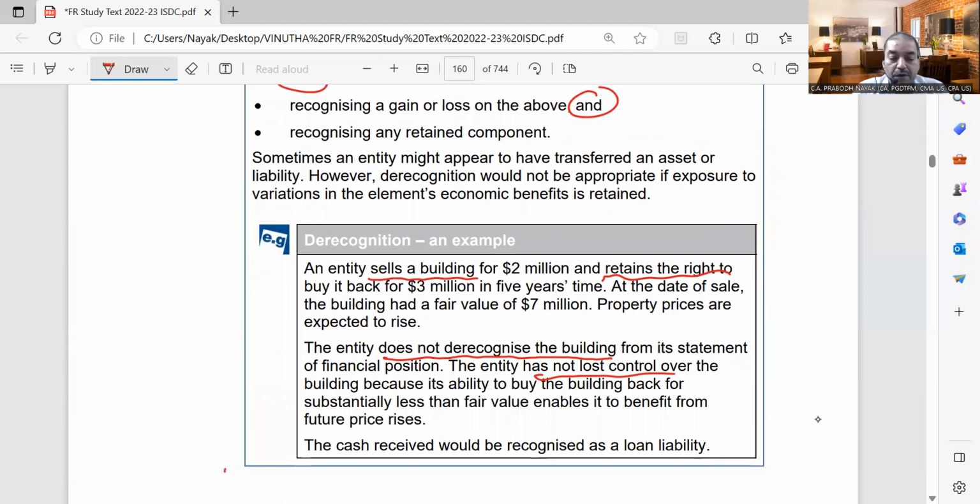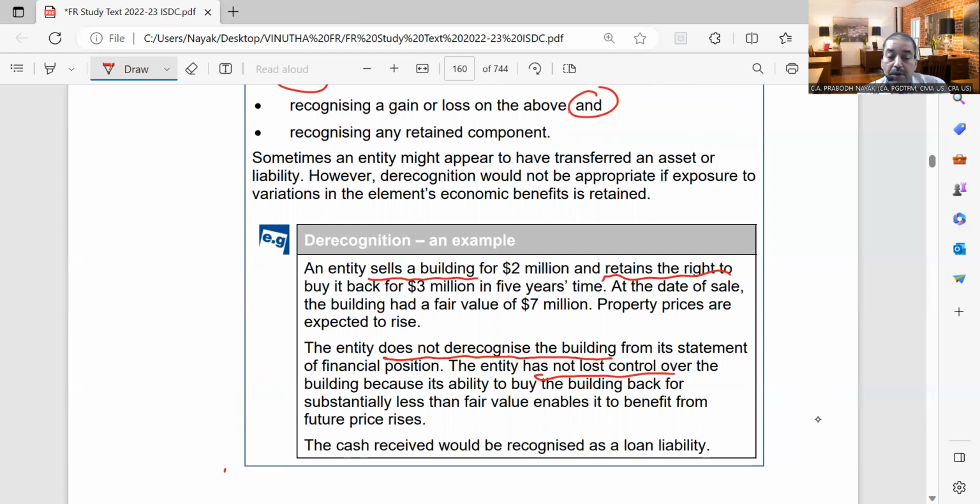Now, for example, they have given of derecognition. An entity sells a building for $2 million and retains the right to buy it back for $3 million in 5 years' time. So it is giving a declaration that we are selling the asset, but we have the right to buy it back for $3 million.